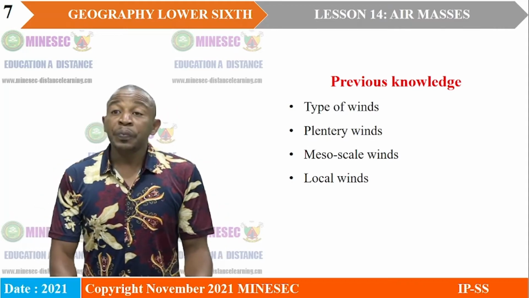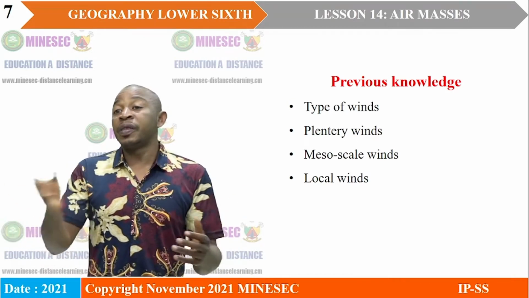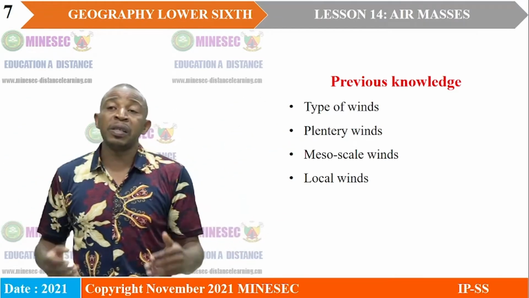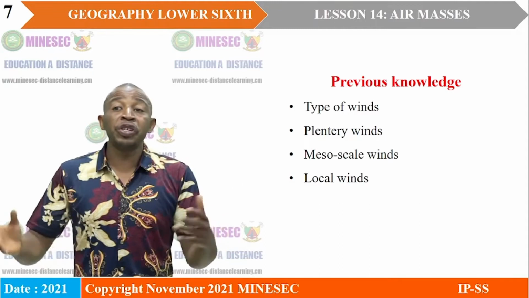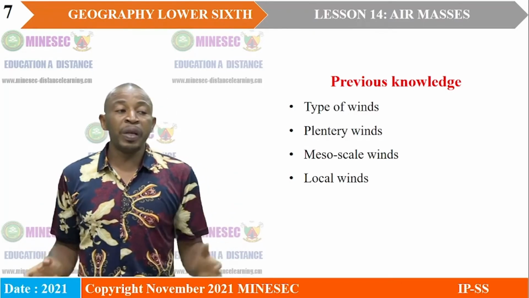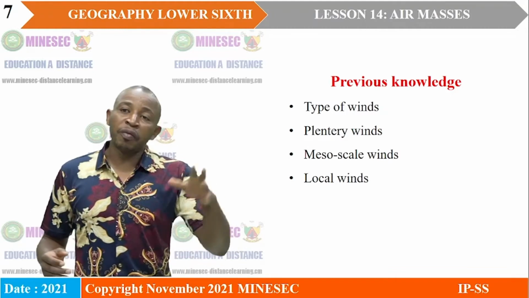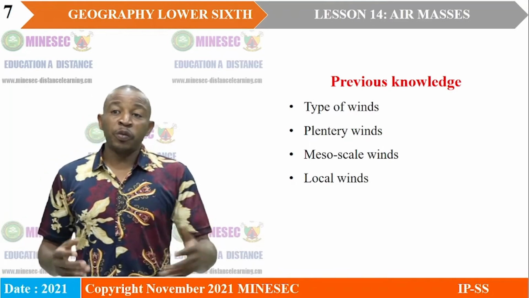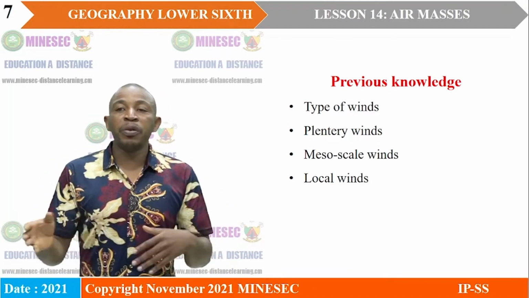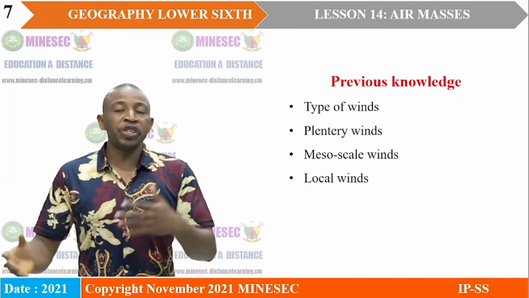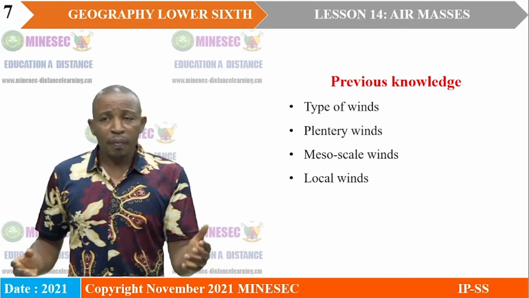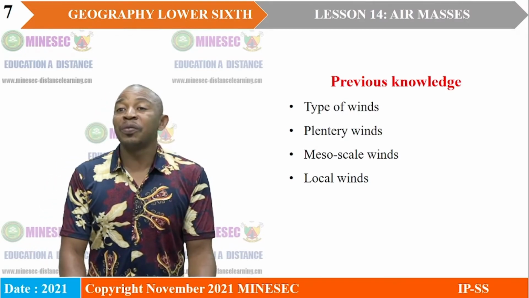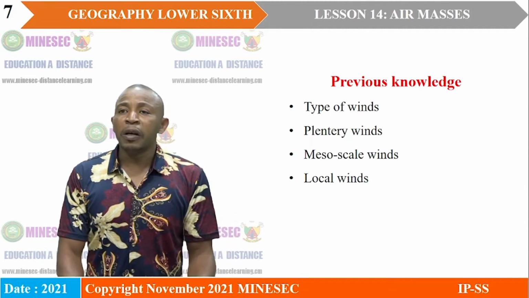So we said planetary winds, remember in our lesson, we said these are winds that blow over longer distances and they are very stable. They do not change their direction. Then the mesoscale winds, these are winds that blow either from the sea to the continent or from the continent into the sea. And local winds, we said there are winds that blow over shorter distances and they tend to change their direction between day and night. So these are the different types of winds which we said are well related to air masses.